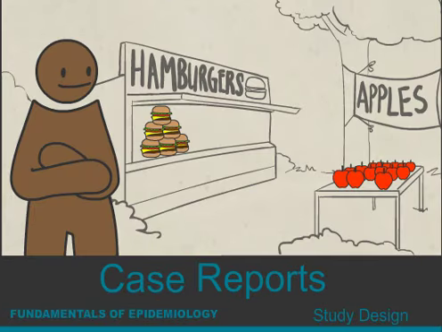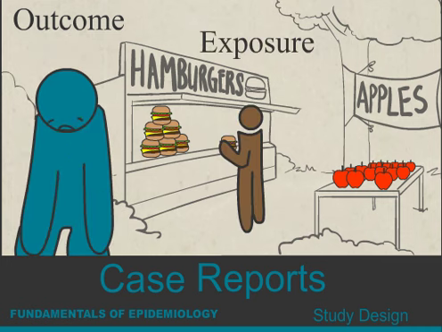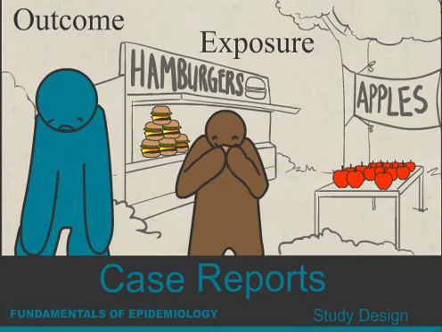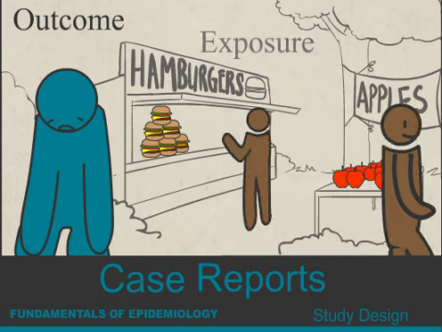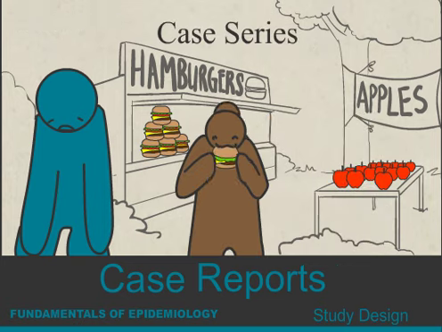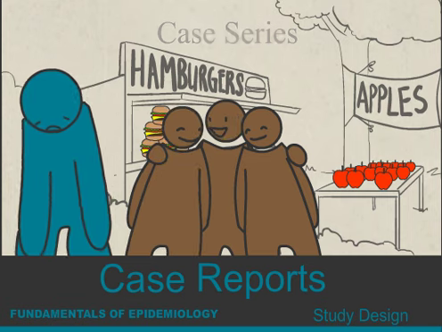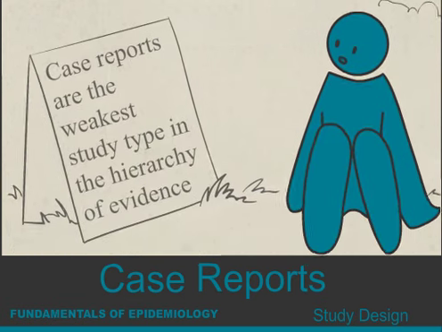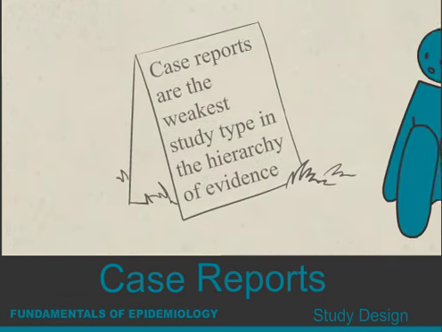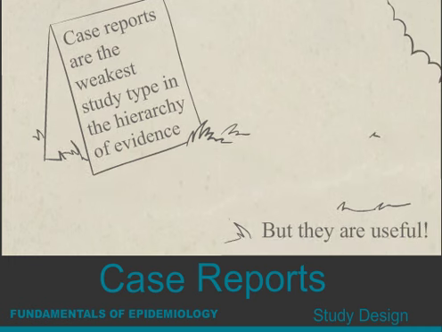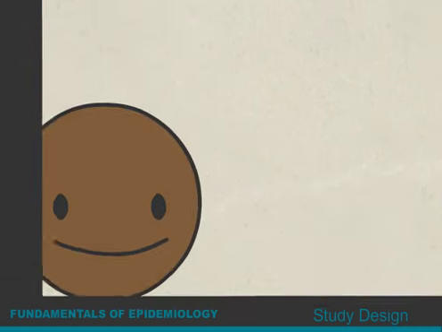A case report is an observation of an outcome, such as a disease, and an exposure, such as consumption of certain foods or medications. A case series is a small number of cases, often as little as 2 or 3. By themselves, case reports are the weakest study type in the hierarchy of evidence, but they may be useful in suggesting to researchers that they conduct one of the more robust types of study.